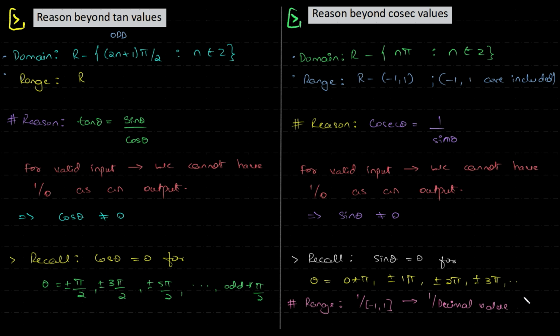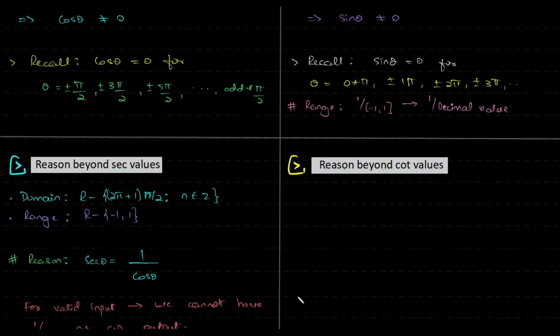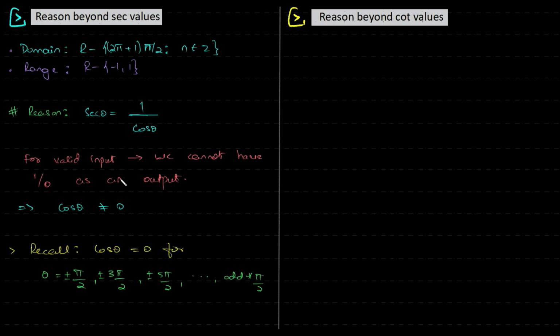So basically the reasoning is that the denominator is a decimal in most of the cases, right guys? Okay, hope that is quite clear. And here too is the same thing, right? The range is because of the decimal values at the denominator.